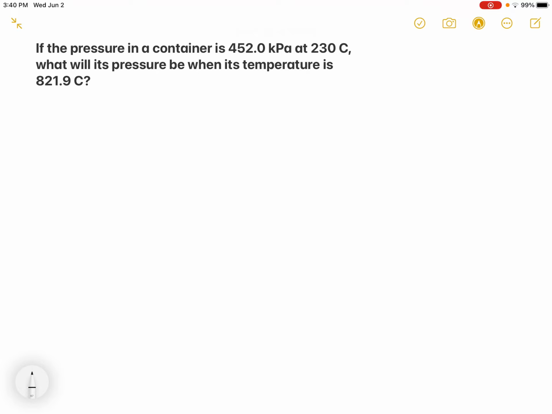So this question says, if the pressure in a container is 452 kilopascals at 230 degrees Celsius, what will its pressure be when its temperature is 821.9 degrees Celsius?